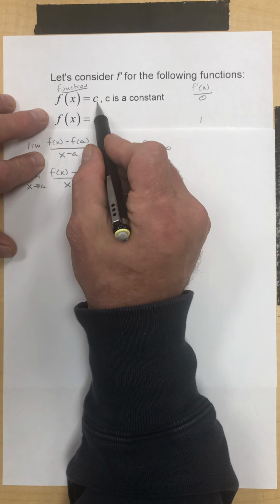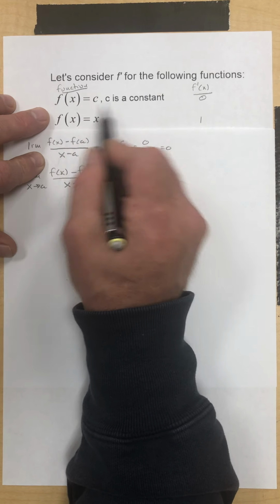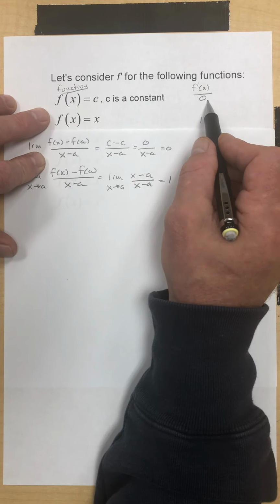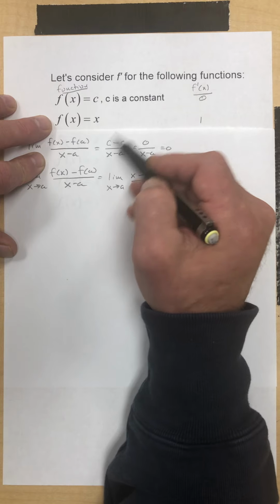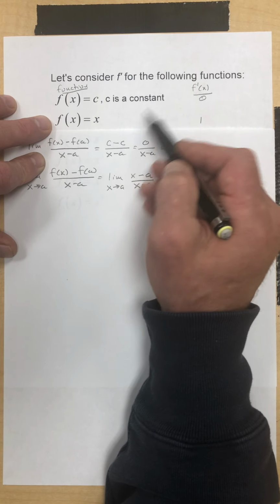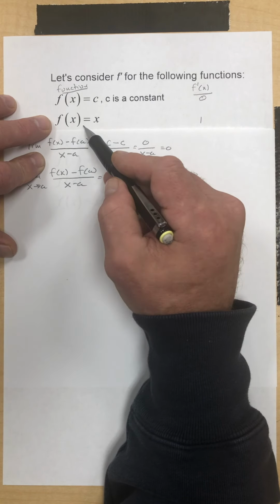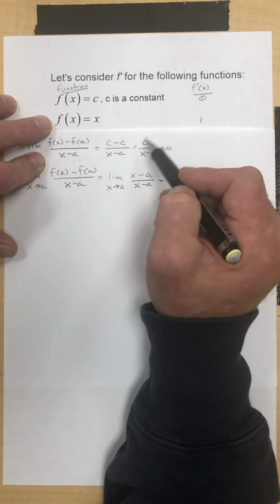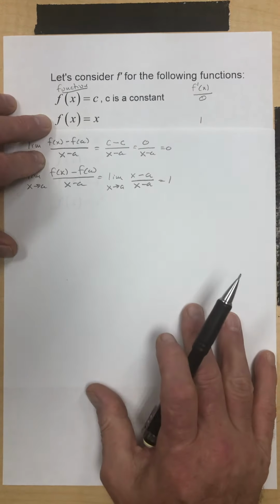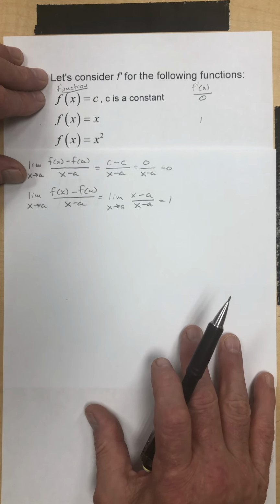And now both of those make a lot of sense. This is a horizontal line, so no matter where you're at, the slope of any tangent line will be 0. This is the line y equals x, so no matter where you go, the tangent line will lie right on top of the original function. The slope of the original function is 1, so the slope of any tangent line should be 1 as well.